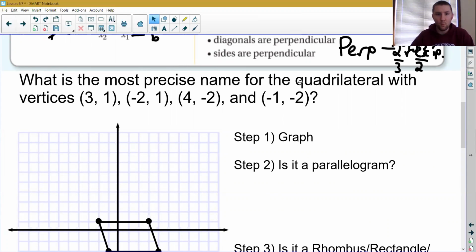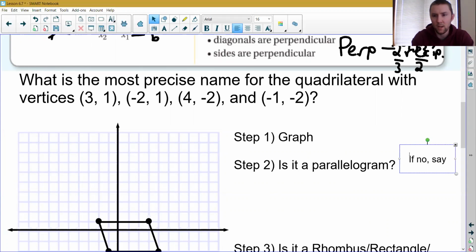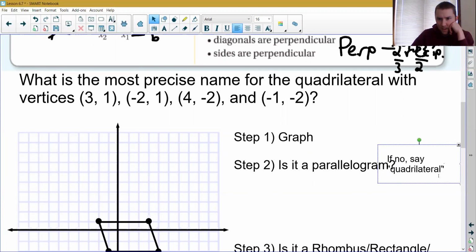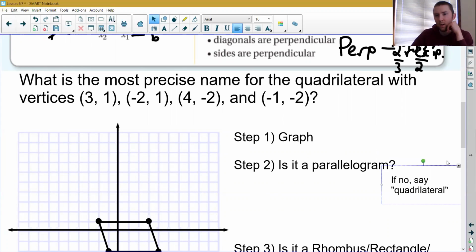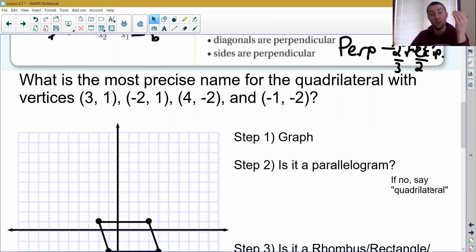Okay, so one thing that we should note, if it is not a parallelogram, so like I say, step 2, is it a parallelogram? If no, we say it is a quadrilateral. So just keep that in the back of your mind. If it is not a parallelogram, and it's not maybe a trapezoid or a kite, if it's just none of the fun stuff we've been looking at, we just call it a quadrilateral. It just means a 4-sided shape that doesn't have anything else special or specific about it. That's just a little hint. You might have to use quadrilateral as an answer in the end in your homework.